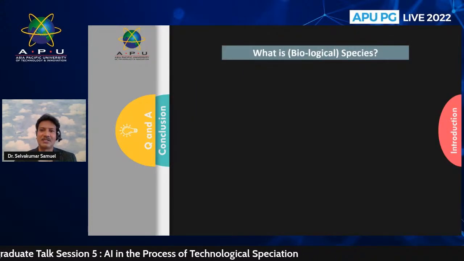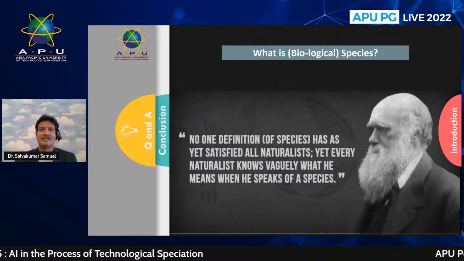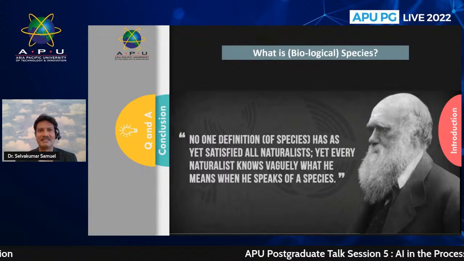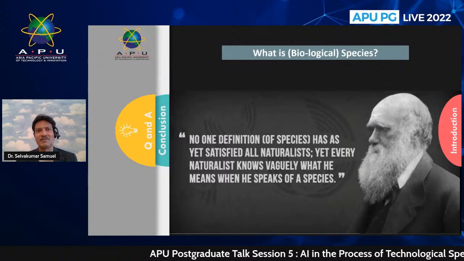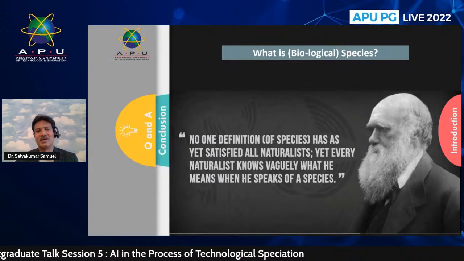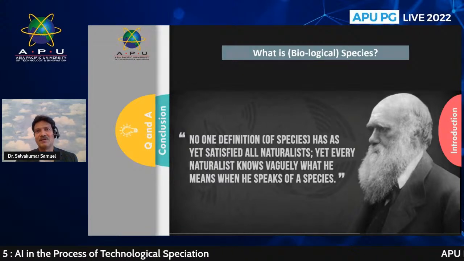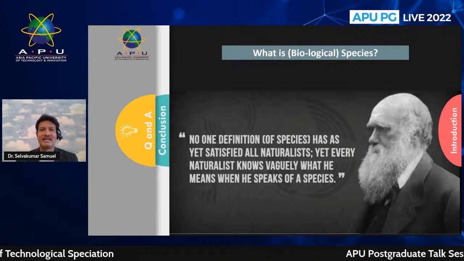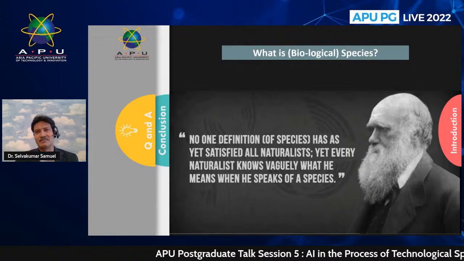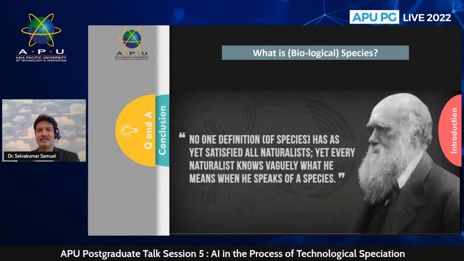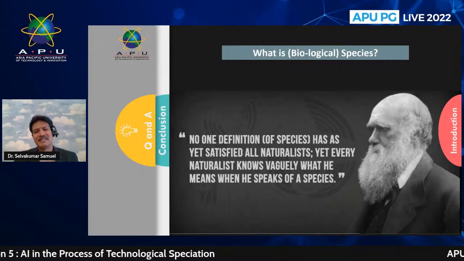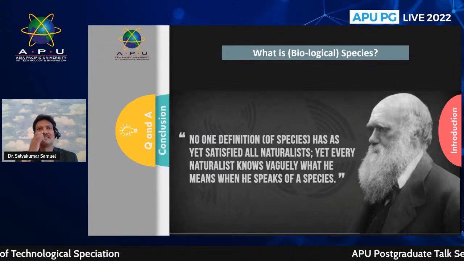To understand our topic, we need the definition of species from the biological point of view, because this idea is completely taken from biology. Even most of the terminologies and ideas are all taken from the discipline of biology. For that, I read Charles Darwin's The Origin of Species. I don't know whether you can all see, I hold this book.